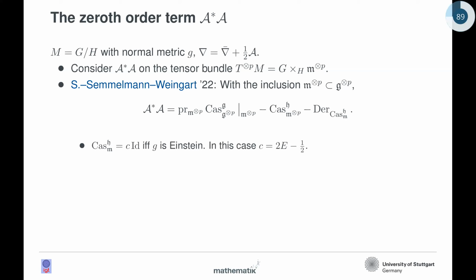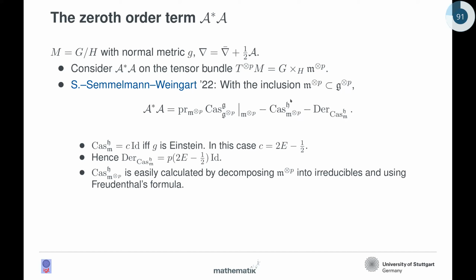So just the last term here, we have this Casimir operator of H on M. This is actually the least worrying thing, because if we're interested in the stability of Einstein metrics, so if we assume g to be Einstein, then this must be a constant multiple of the identity. This is a classic result. In this case, this multiple is also given by 2 times E minus 1 over 2. Okay, this is pretty cool. So if we extend it as a derivation to p tensors, we just take this multiplied by p.